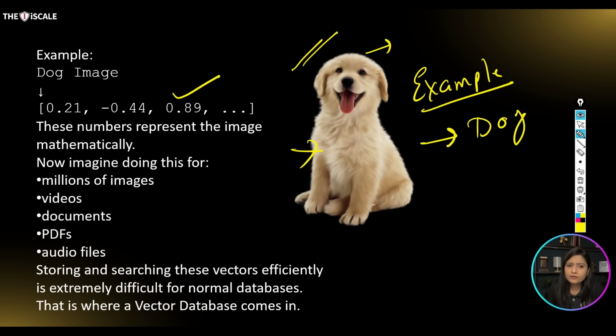Why do we need a vector database? Now imagine doing this for millions of photos, videos, documents, PDFs, audio files, right? This is really a very hectic process to store, and searching these vectors efficiently is very difficult for normal databases. So that's how the vector database solves this problem. That's why vector databases are very important for AI applications.